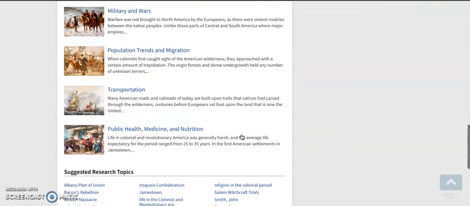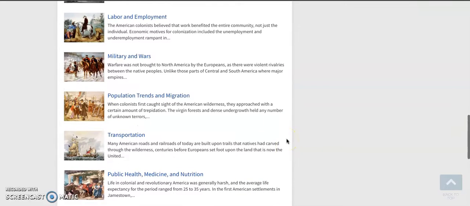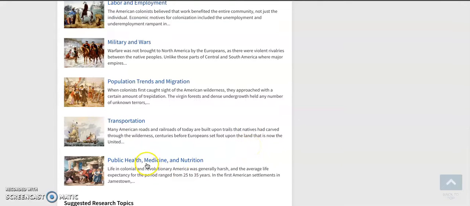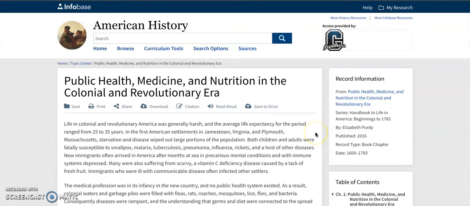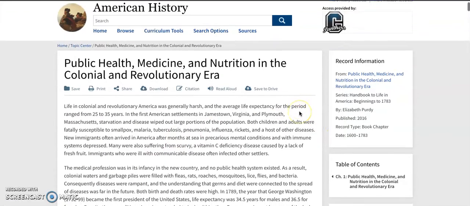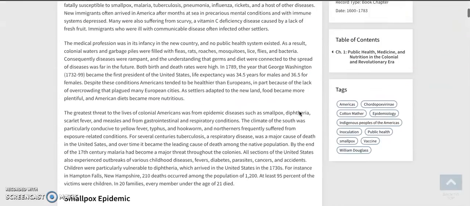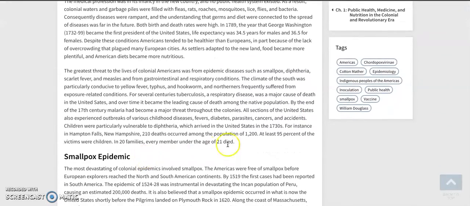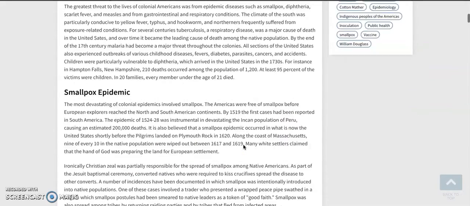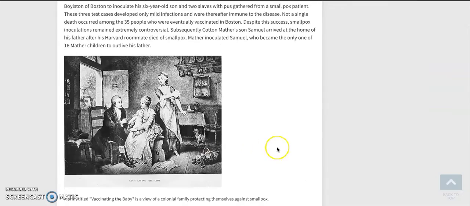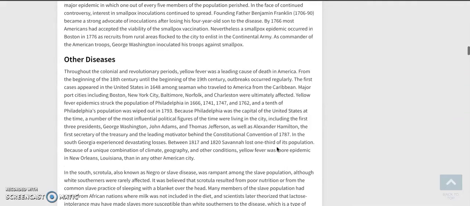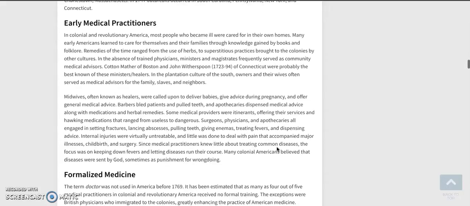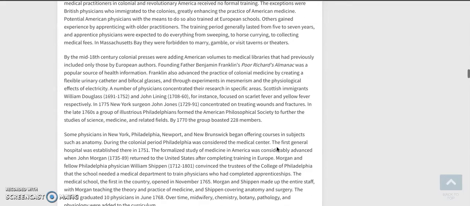Migration, transportation. Now, one of your articles needs to be on a topic of your choice, and I believe medicine is one of those topics. So maybe we explore here public health, medicine, and nutrition in the colonial and revolutionary era. And we get a whole article. We can learn about the smallpox epidemic, and on and on. We'll see some photos from the time. So this is going to be a good way to give yourself an overview of medicine during that time.